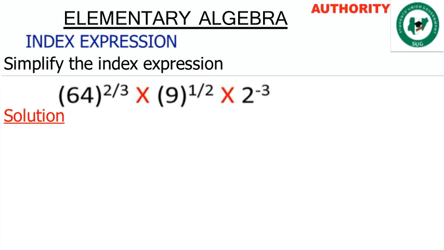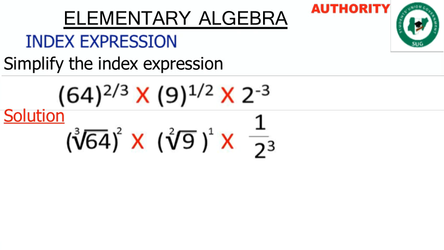Now let's go. We pick 64 raised to power 2 over 3. When we pick this, it's going to give us the cube root of 64, raised to power 2. You remember that law? Now, we have times root 9, all raised to power 1, times 1 over 2 raised to power 3. These are 2 raised to power minus 3. I told you this minus simply gives you 1 over, then this will give you 2 raised to power 3.